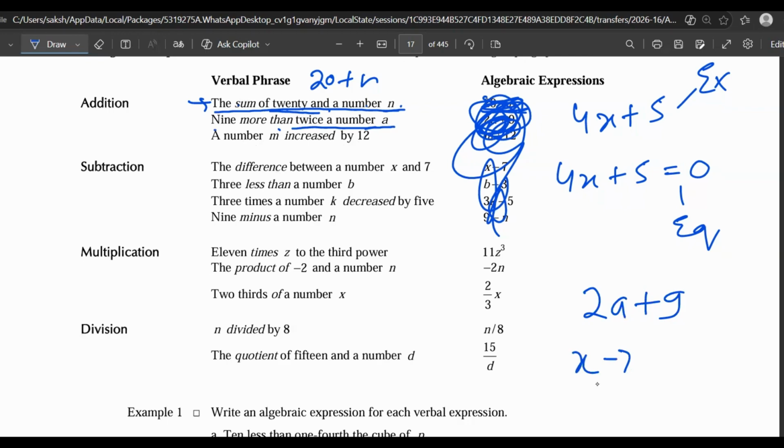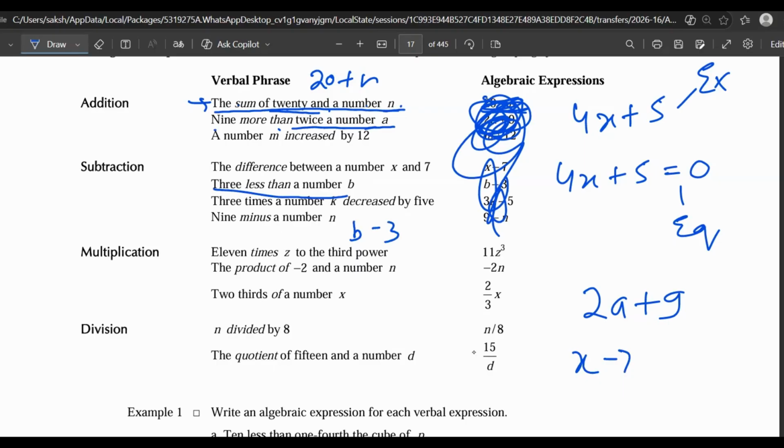Okay. Sometimes, 3 less than a number b. 3 less than a number b. So this can be represented as b minus 3. Less than, so it's going to be b minus 3. This is how they give them.